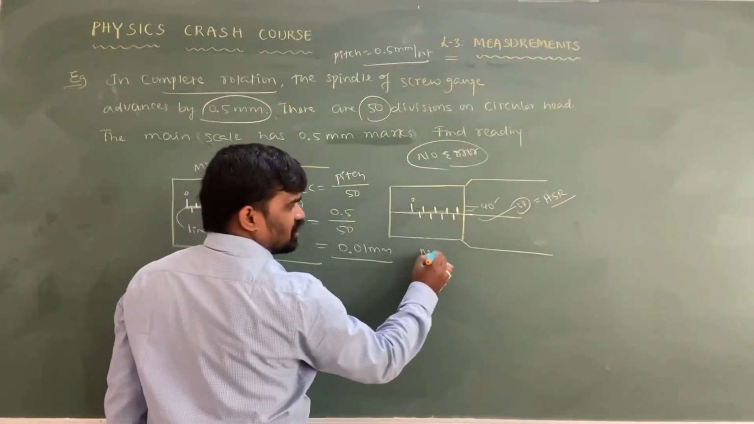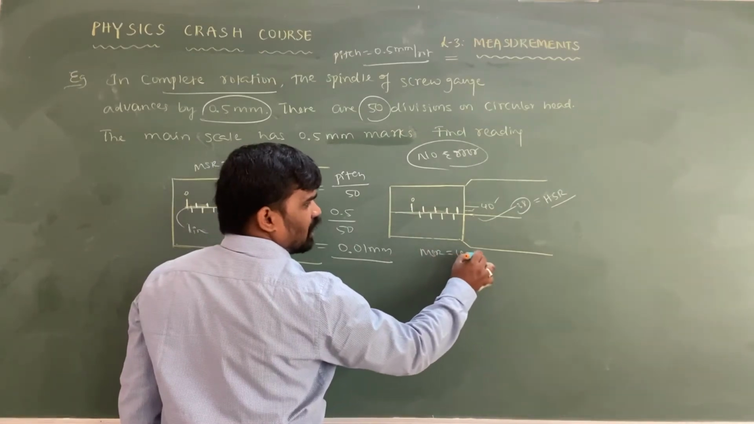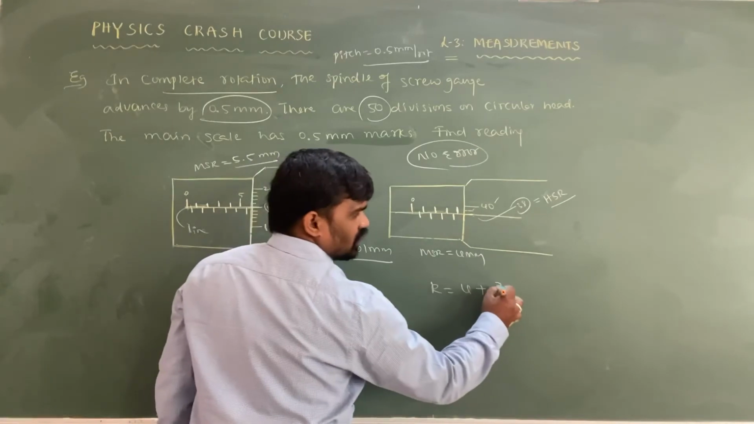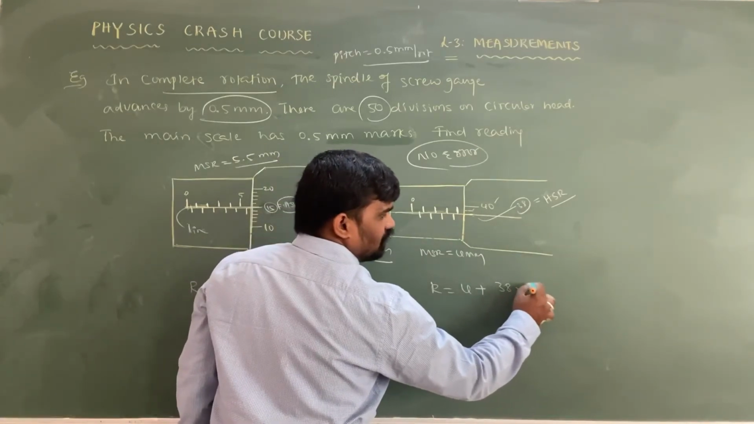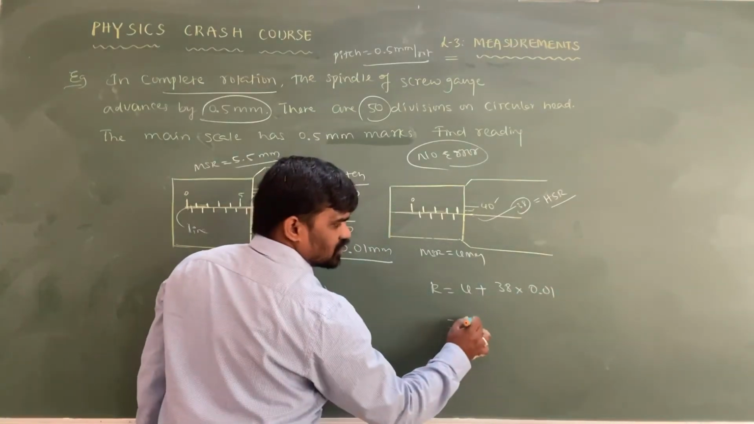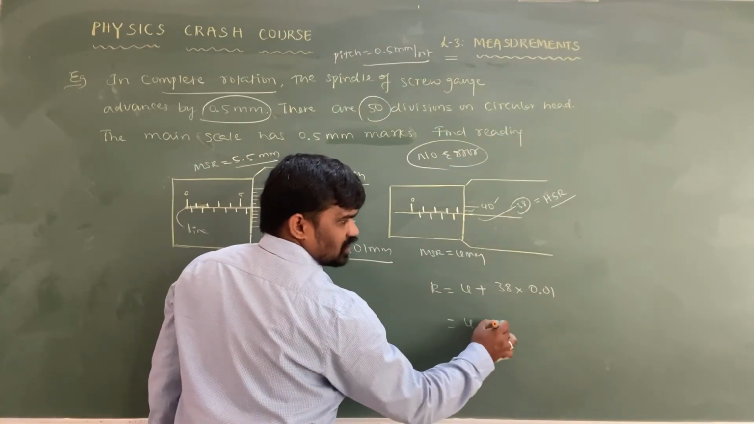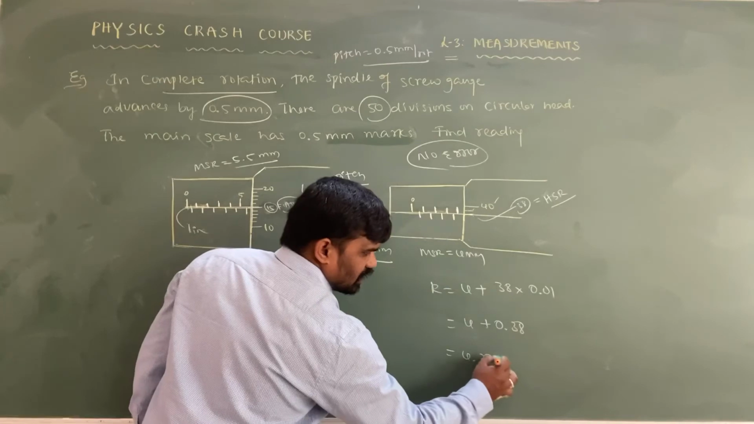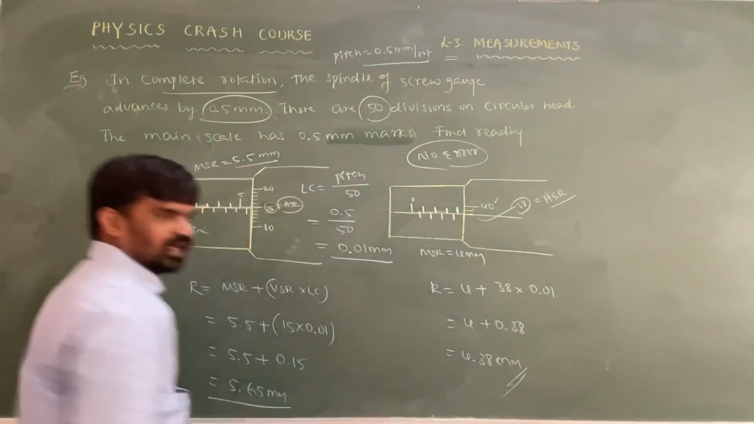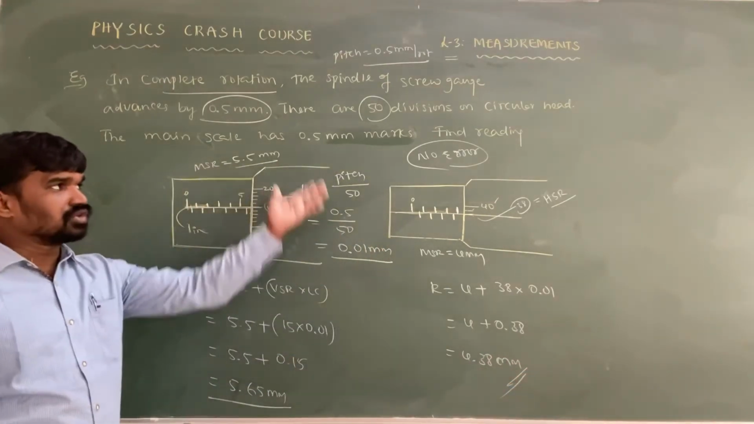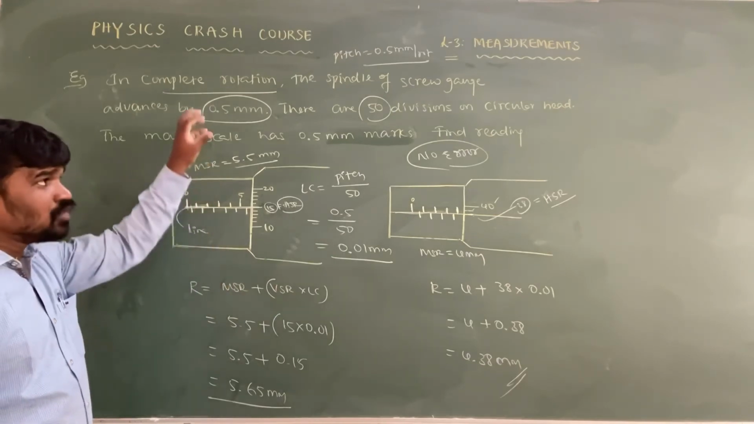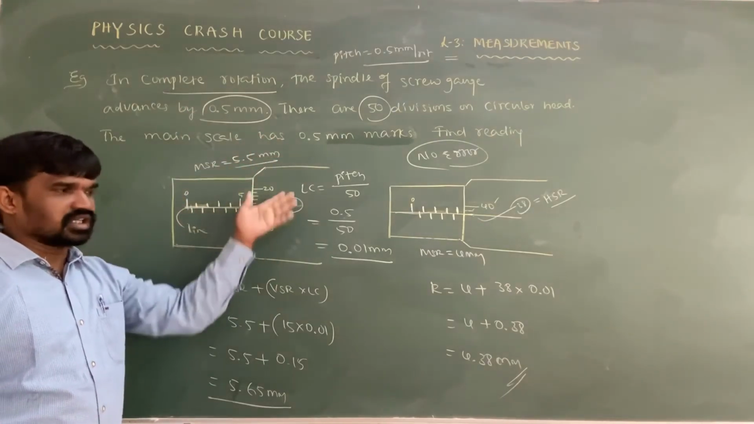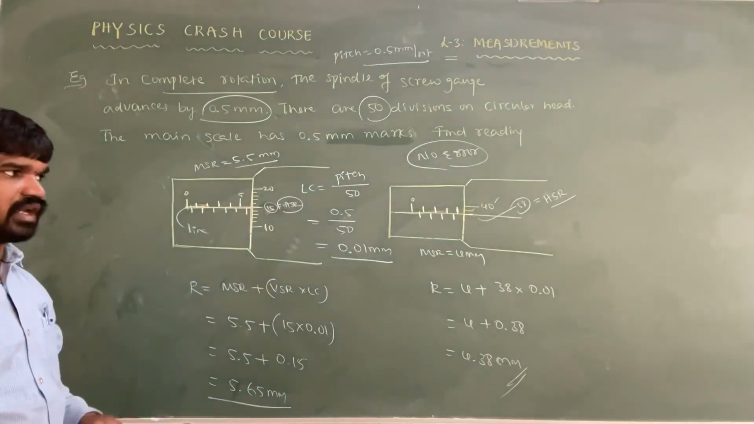Then MSR is equal to what can you write? 4 mm. Hence reading is equal to 4 plus 38 into least count 0.01. This is 4 plus 0.38. This is 4.38 millimeter, the reading given by the screw gauge. So this is the way to calculate numerical problems based on the screw gauge. Next, just copy this one, then after that I will give vernier calipers.